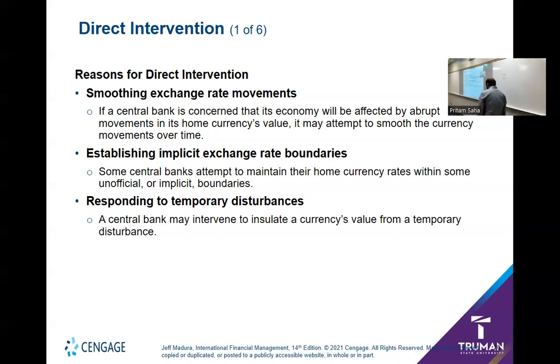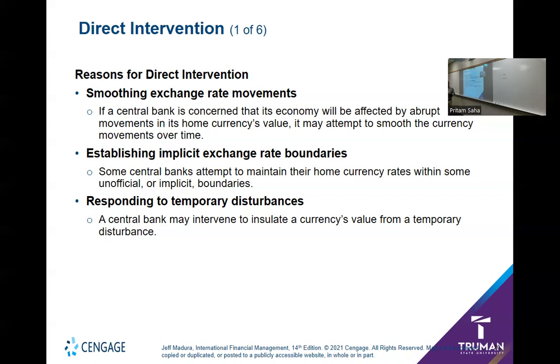So a couple of motivations. Sometimes they want to strengthen their currency or weaken their currency to increase or decrease the balance of trade, right? That's one of the motivations, because if they weaken their home currency, they can motivate some more exports. Other than that, some other motivations why government wants to intervene: smoothing the exchange rate movements.